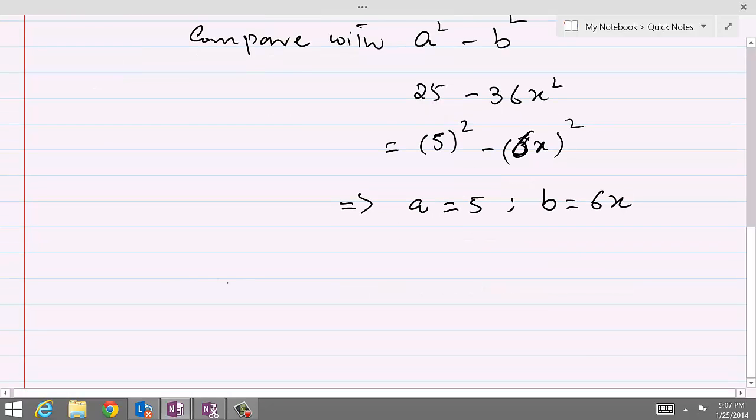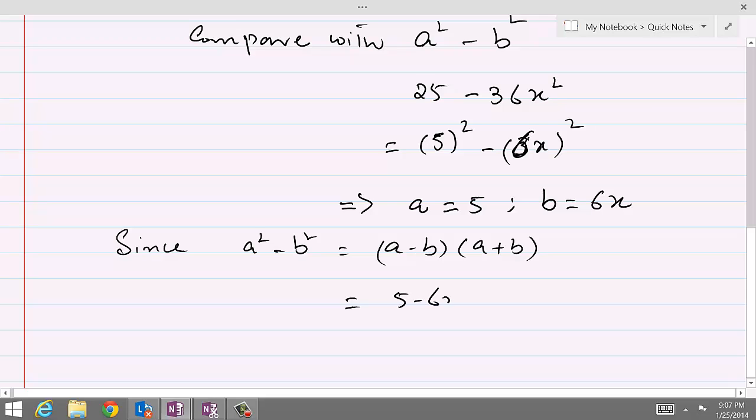Since by formula we know that a square minus b square is equal to a minus b times a plus b, these are the two factors. Therefore, we have two factors, 5 minus 6x times 5 plus 6x. So these are the two factors for 25 minus 36x square. And let's do another question here.